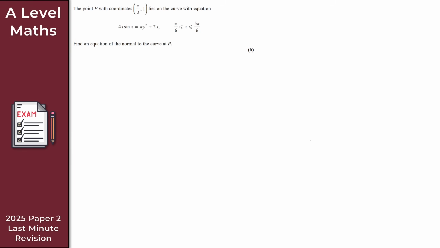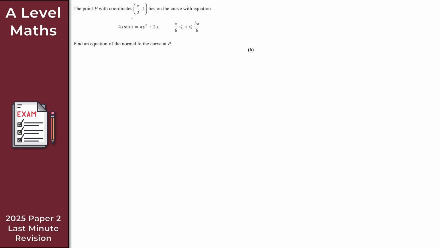All right, so moving on to question 5. As we can see, we now have a question on implicit differentiation. And at some point within paper 2, I would expect a question on implicit differentiation. So hopefully this question will give you a bit of a guide as to what to expect maybe for paper 2.